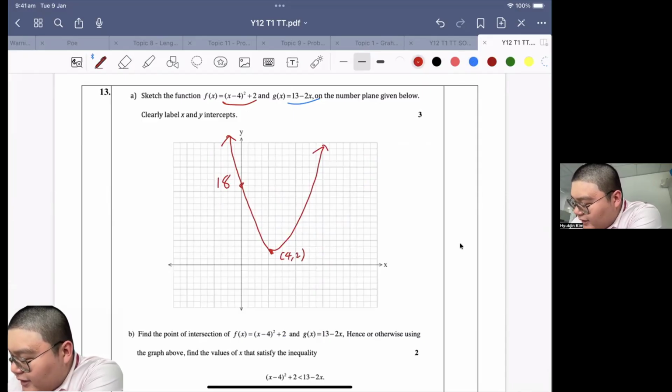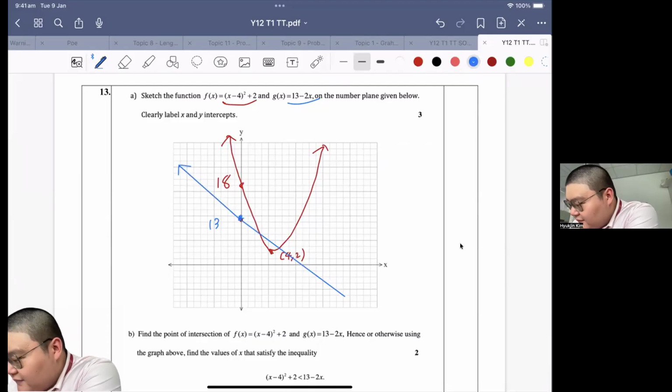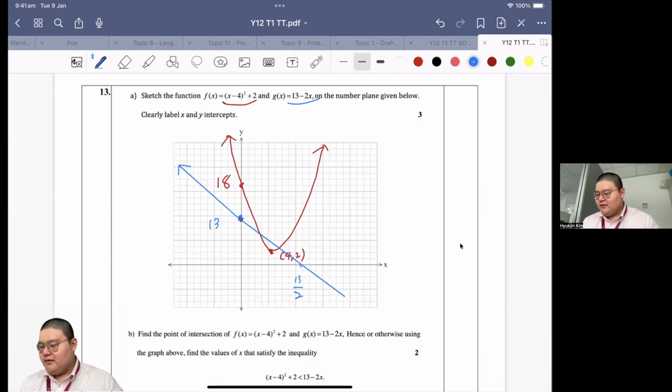And then now 13 minus 2x, it's going to be somewhere around here. 13, and then it goes down 2 at a time. So it's going to touch the x-axis around here. Again, not to scale. Why is it bent? Okay, so I have 13 on 2, something like that.